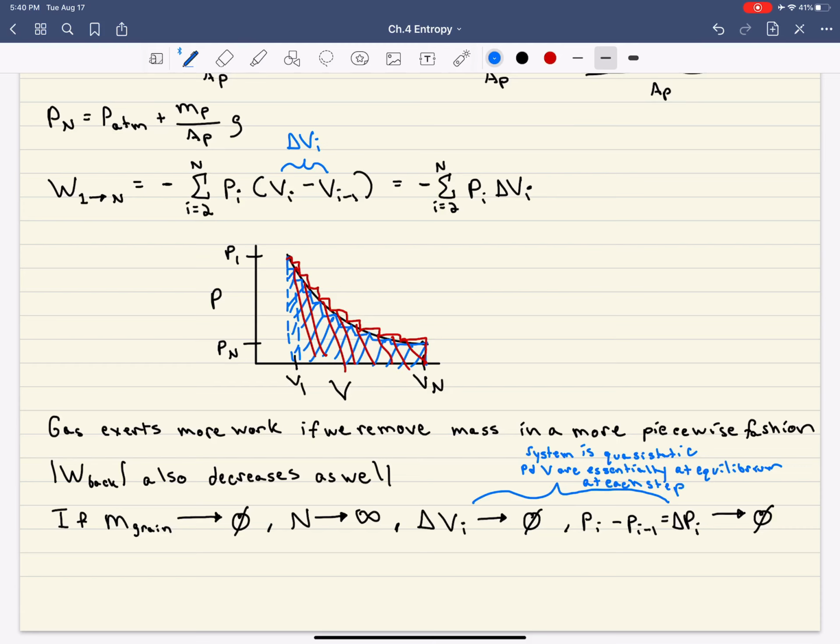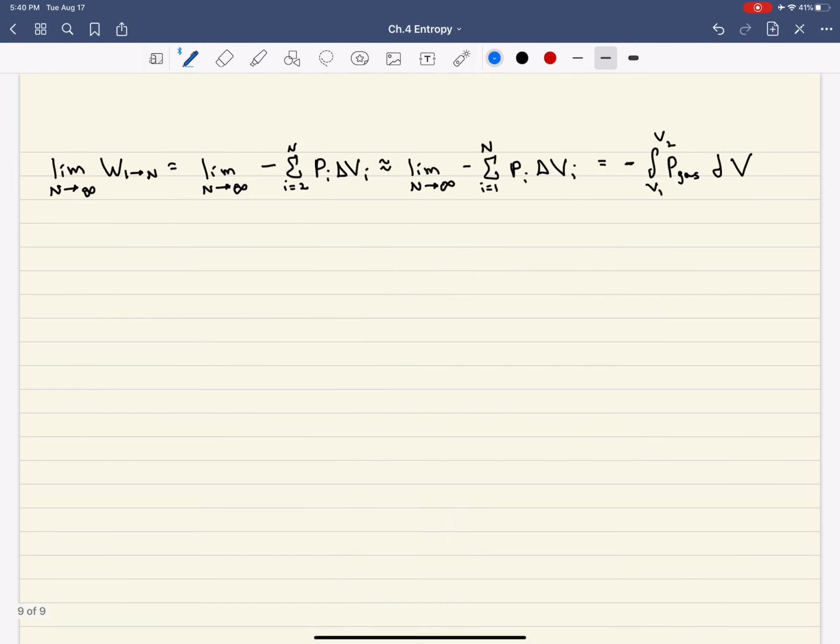And since they're at equilibrium at each step, that allows us to describe both the pressure and volume using what we call equations of state. One equation of state that we could use is the ideal gas law. So if we apply the ideal gas law to our work equation in the limit that n goes to infinity, plugging in the ideal gas law and taking the integral, what we get is nRT times the natural log of volume 2 over volume 1.